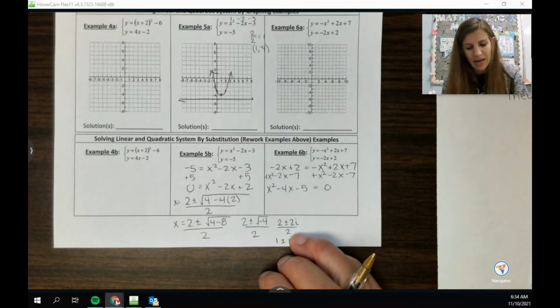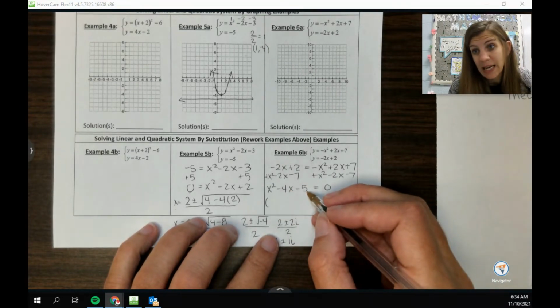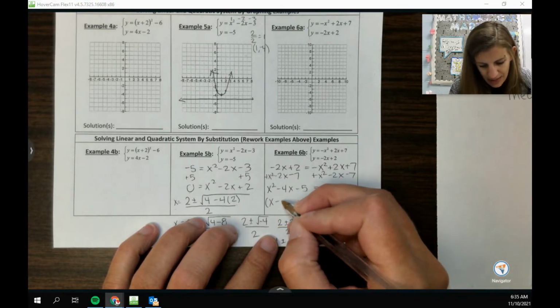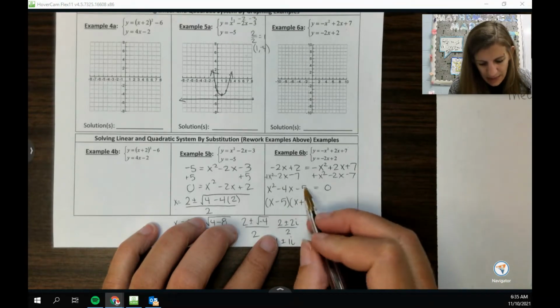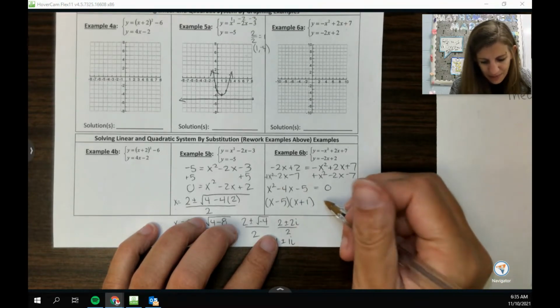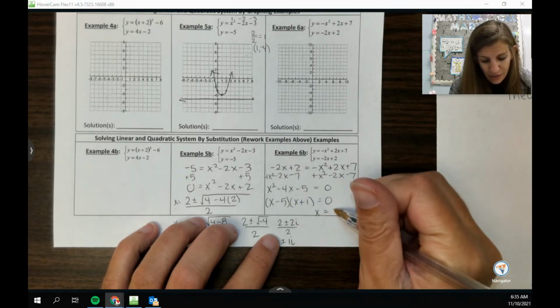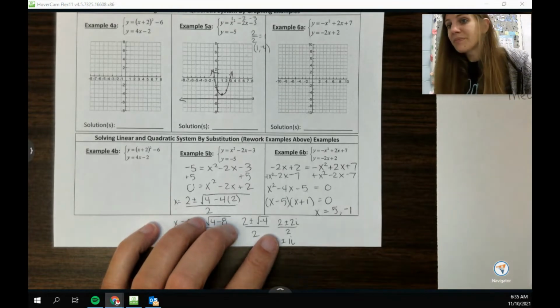Ooh, and that might actually factor. Because if I think about what multiplies to negative 5 and adds to negative 4, I think I could do x minus 5 and then x plus 1. Like that one multiplies up to negative 5 and adds up to negative 4. And so in factored form, it's actually really easy to solve. My two solutions are 5 and negative 1.